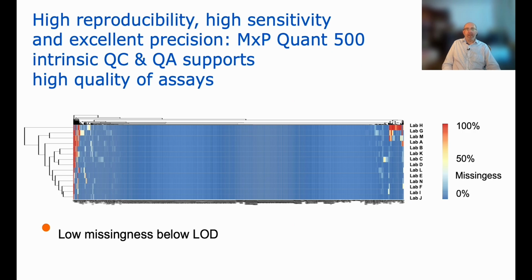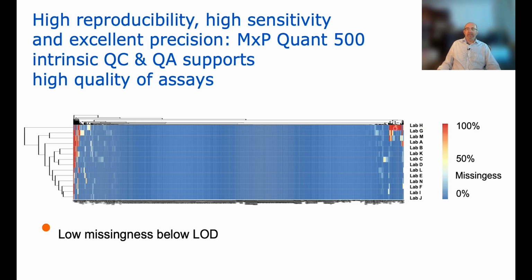Now, some highlights from this assay. We observed very high reproducibility, high sensitivity, and excellent precision. We are sure that this assay works in different hands at the same quality. What you see here is a depiction of missingness below LOD. Different laboratories correspond to these rows, and every single metabolite is color-coded: blue is no missingness, and red is missingness in at least one laboratory.